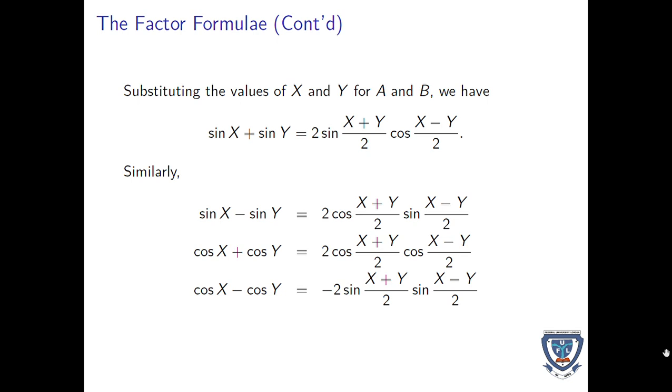Similarly, sine x minus sine y will give us 2 cos (x plus y over 2) sine (x minus y over 2). Again, cos x plus cos y will give us 2 cos (x plus y over 2) cos (x minus y over 2), while cos x minus cos y will be equal to minus 2 sine (x plus y over 2) sine (x minus y over 2). So we are going to bear these factor formulae in mind as we navigate through this course.